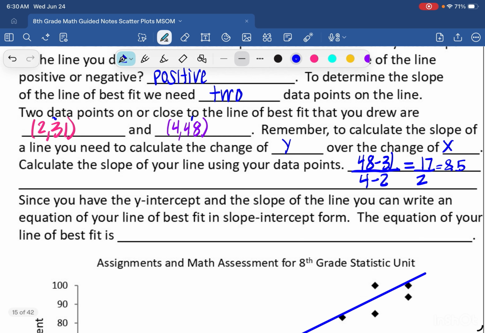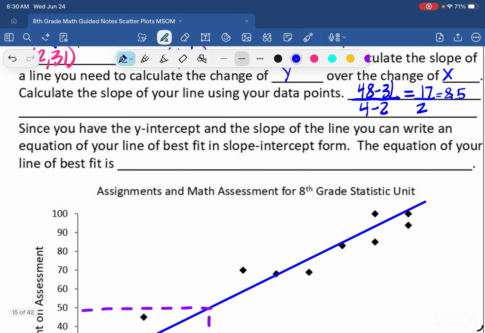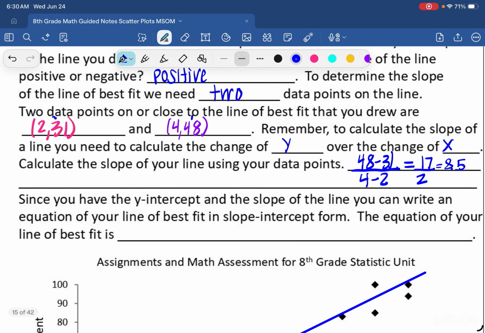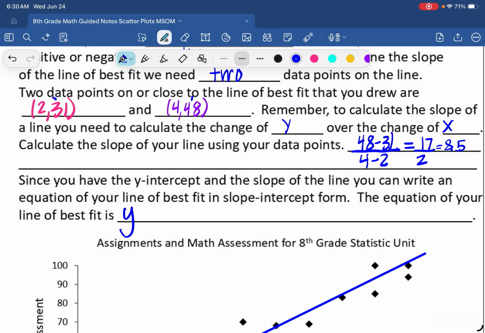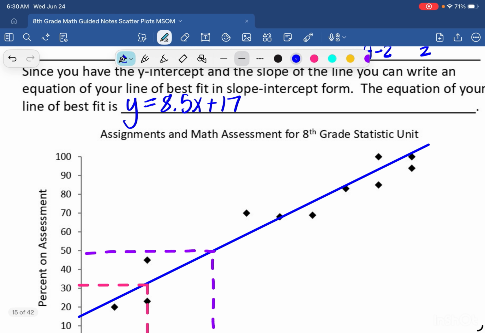Since you have the y-intercept and the slope of the line, you can write an equation of your line of best fit in slope-intercept form. The equation of your line of best fit, well, mine will be y equals, my slope I estimated was 8.5, so 8.5x plus my y-intercept was 17. So it should be about 8.5x plus 17. That is the equation for this line of best fit that I drew.